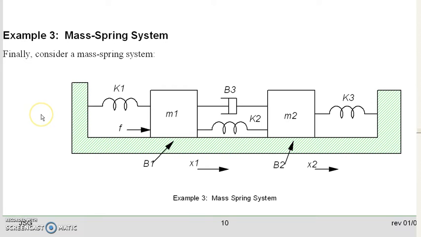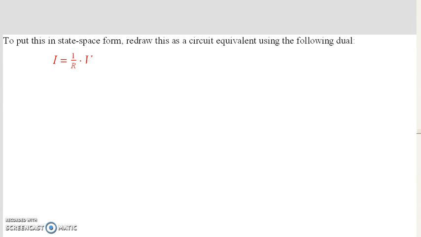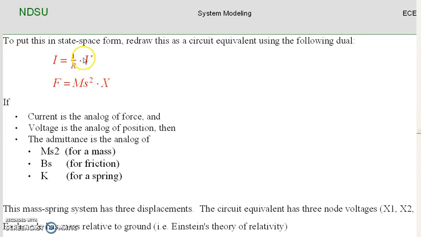For mass spring systems, state space also works, but it's slightly different. Here we have a two-mass system. The energy states would be kinetic energy and potential energy. Each mass has two energy states. Two masses makes it a fourth-order system. If I use the analogy of current is admittance times voltage, force equals mass times acceleration. If force is current, voltage is displacement, then admittance would be your Ms squared for masses, K for springs, Bs for friction.